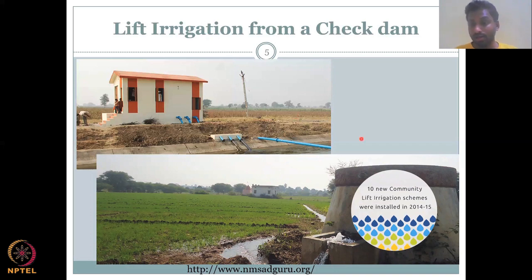So look at this, 10 community lift irrigation schemes were installed in 1 year. That's pretty big. What they do is they pump the water, bring it to a central location, and from there they channelize it to different farmers. Okay, and from here also they can pump to different elevations. But most importantly, this storage can be used to send water to each and every field.